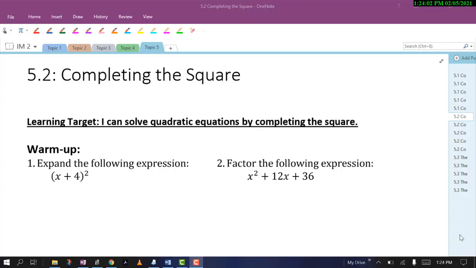Let's look at 5.2, completing the square. We always want complete things, so this is right up our alley.